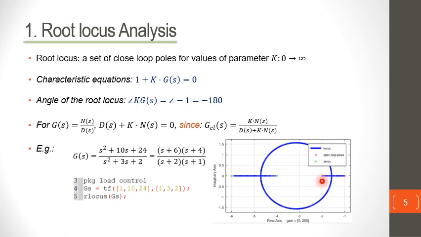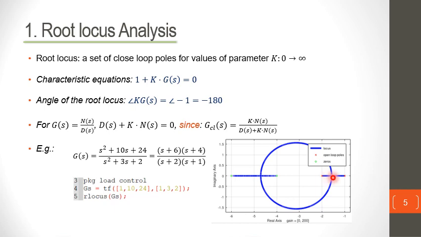Because when k is equal to 0, the poles of the closed loop are simply given by d_n of s is equal to 0, because k times n of s will be 0. Right? And then as k increases, what will tend to happen is that this one will go this way, and that one will move to the left.